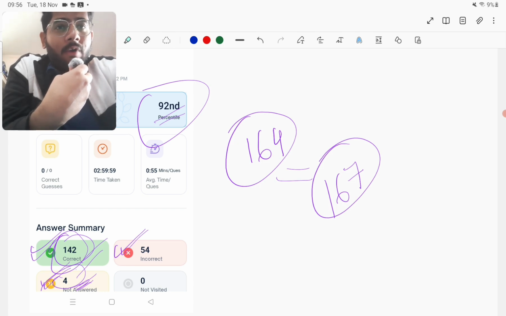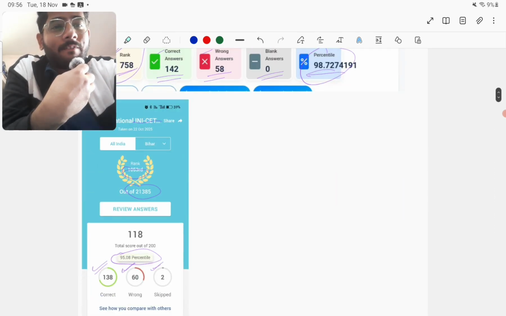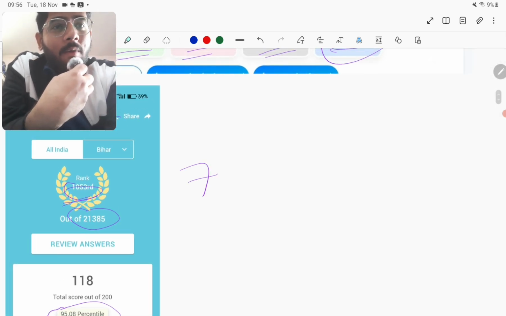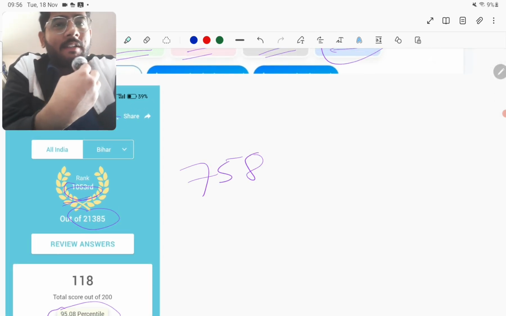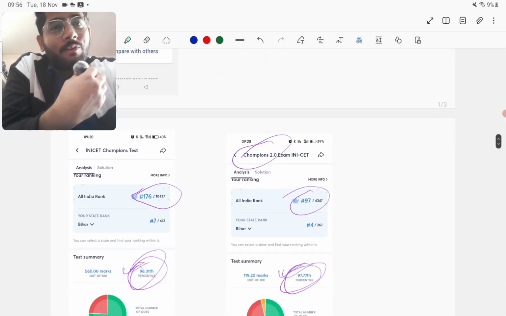So marks wise I found out that Cerebellum GTs are quite accurate, and percentile wise, I have found out that PrepLadder GTs are quite accurate. And rank wise, Marrow GT is around accurate, because in Marrow GT my rank was 1053 and in the final exam it came out to be 758. So it can be said that rank wise Marrow is more accurate, percentile wise PrepLadder is more accurate, and marks wise Cerebellum is more accurate.